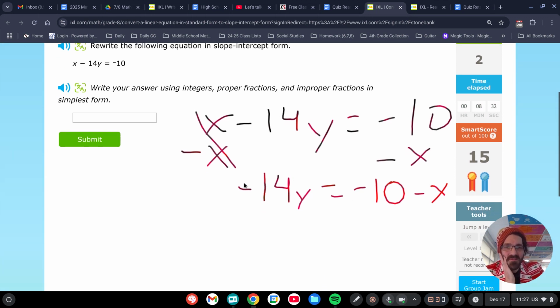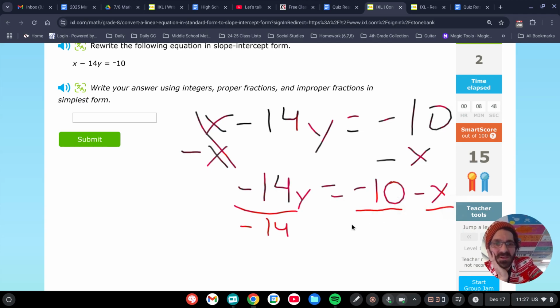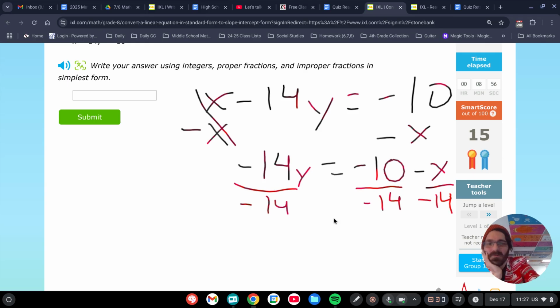And then we divide by the number that's right next to the variable, the coefficient. If it's negative, we divide by a negative number. If it's positive, we divide by a positive number. And we have to remember to do that to both sides. And then if we have fractions, we need to simplify, right? 14 over 14 is just 1.